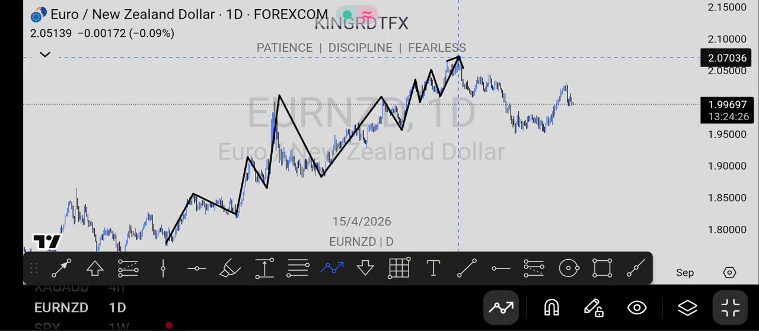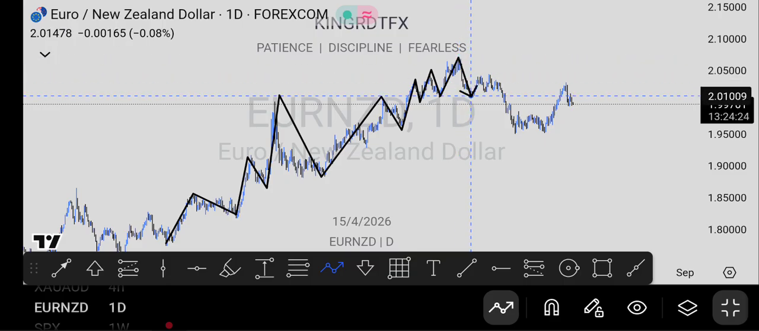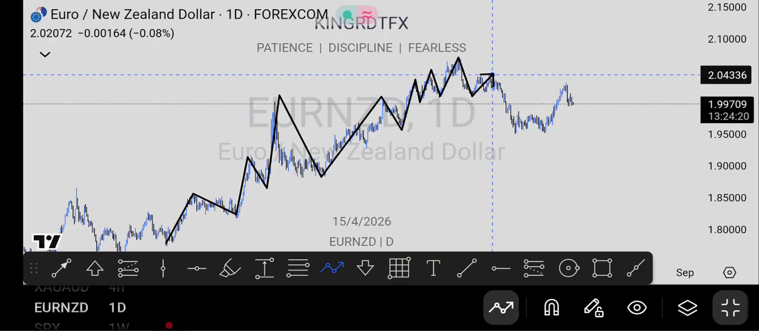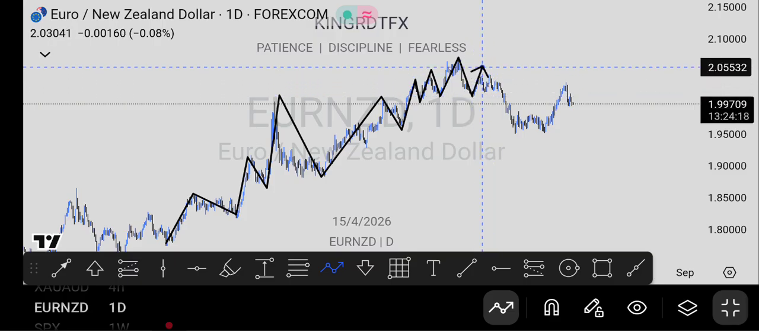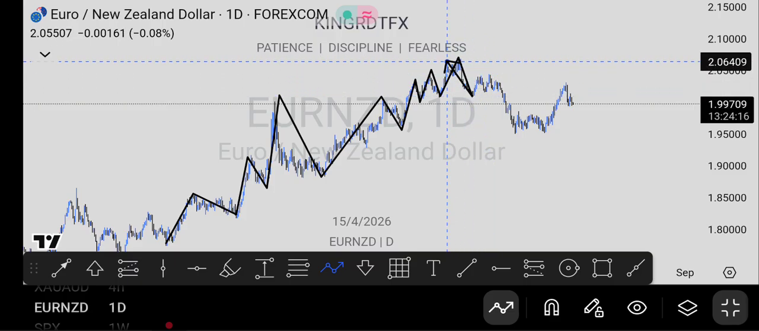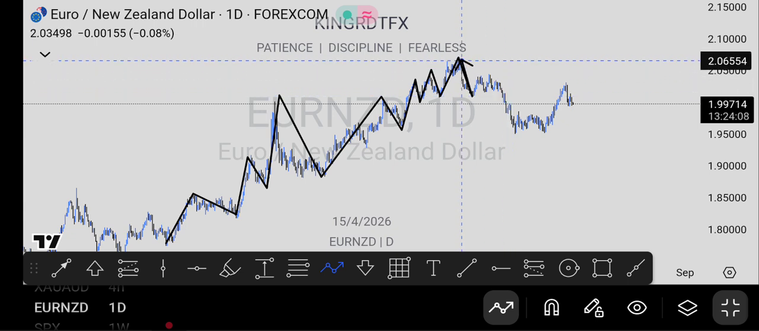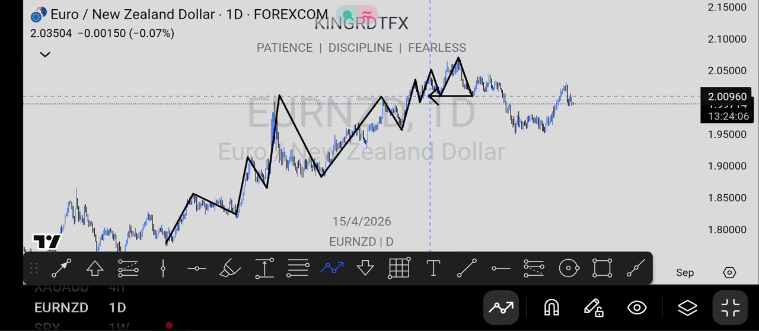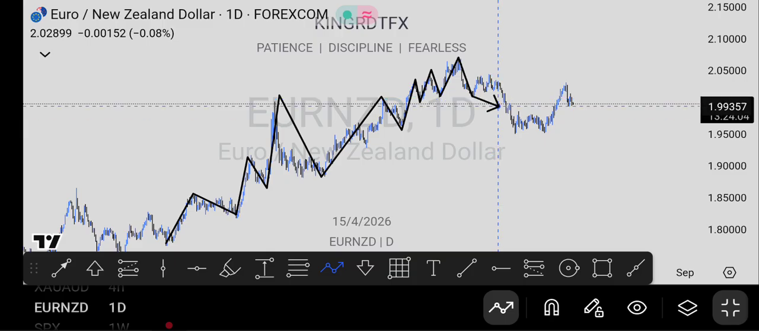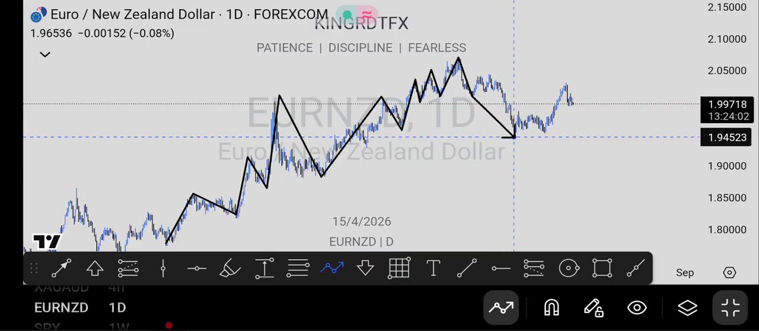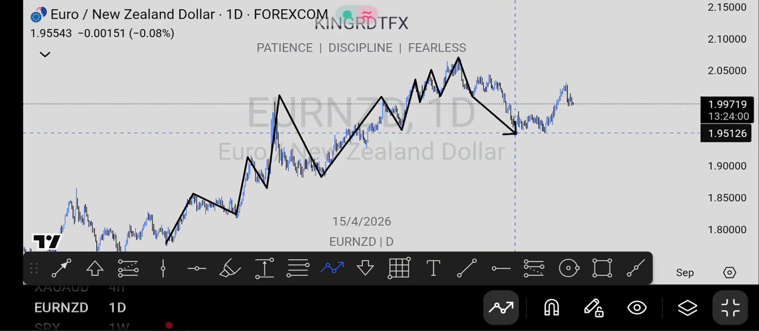Right. Then this one didn't break. Okay, it didn't break. Then it failed to break this high. Right. Instead, it broke structure here. Right. It didn't break this high. It broke the structure right here. So it came up until here.